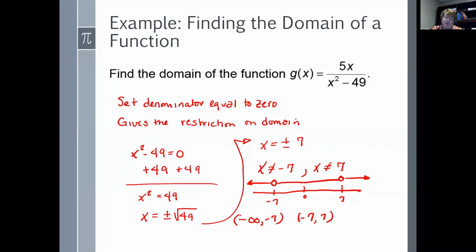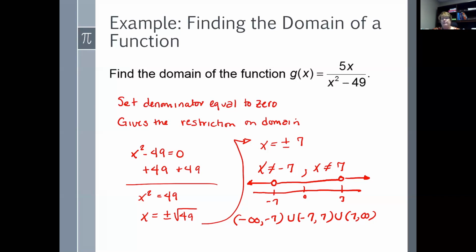The last interval is all the numbers to the right of 7, all the numbers greater than 7. And how do I write that in interval notation? The numbers to the right of a number, I write that as 7 to infinity. And then I can join those using a union symbol because it's the interval from -infinity to -7, or from -7 to 7, or from 7 to infinity. The domain of this function is defined in any of those 3 intervals. The only 2 places the domain of this function is not defined is at -7 and +7.